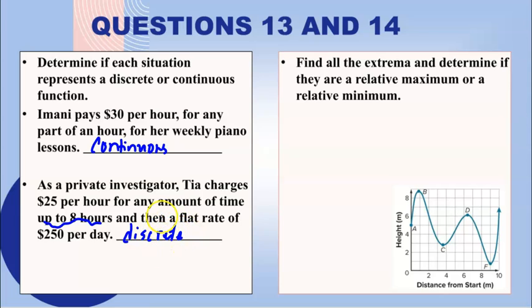And if we were to be more specific, this would be neither, because part of it is continuous, so part of it is connected and the other part is just dots. They're separated, disconnected dots. Question 14, find all the extrema and determine if they are a relative max or a relative minimum.